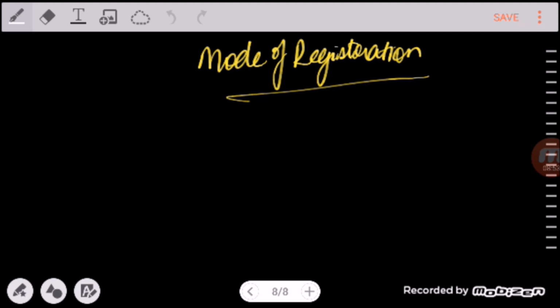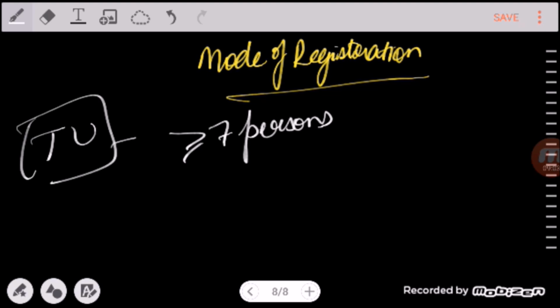Any 7 or more persons, greater than or equal to 7 persons, of a trade union may apply for registration of the trade union under this act. Simple. So what is the mode of registration? 7 or more persons of the trade union should apply for registration. Then we'll discuss the application for registration.